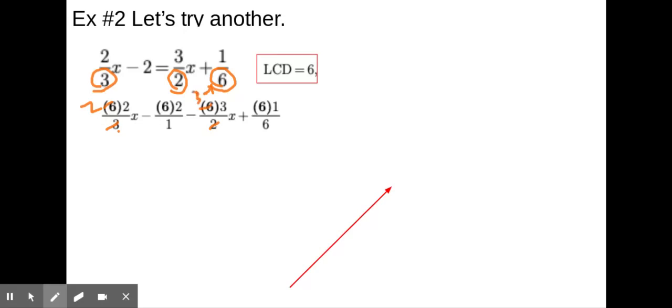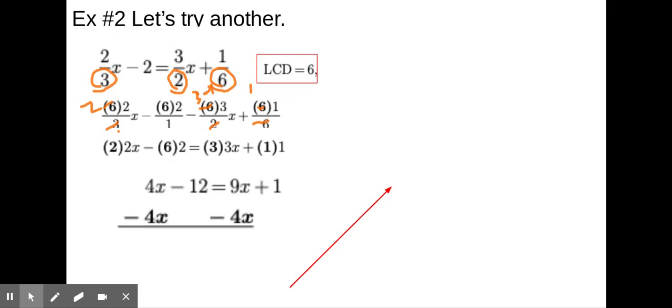That's 3. 6 goes into 6 once. When we clean all that up and multiply, we end up with 4x minus 12 equals 9x plus 1. We have variables on both sides of the equal sign, so we'll have to take care of that. And I did that by subtracting 4x from both sides, getting negative 12 equals 5x plus 1.